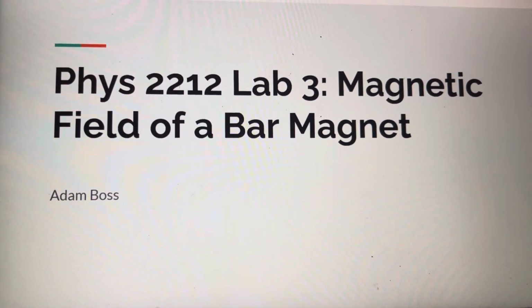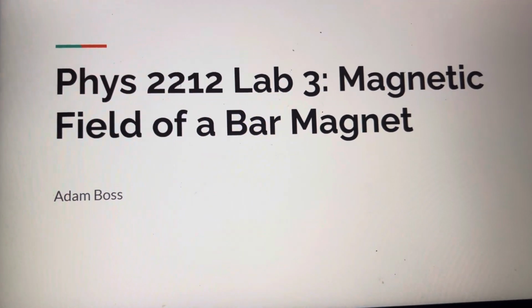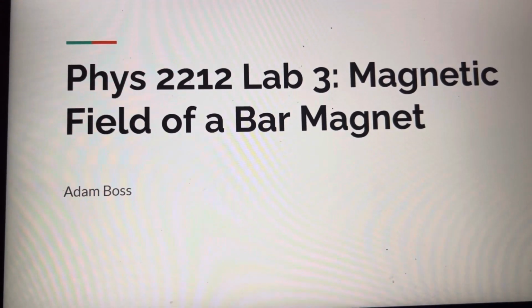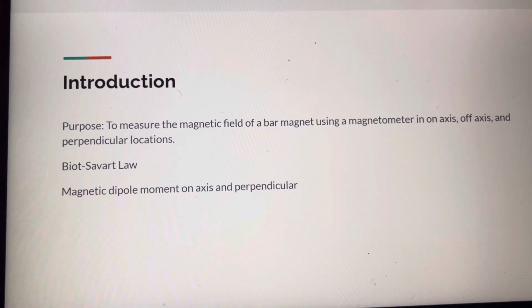My name is Adam Boss, and this is my Physics 2212, Lab 3, the magnetic field of a bar magnet. So, the introduction for this lab.